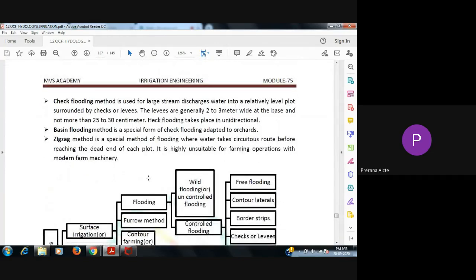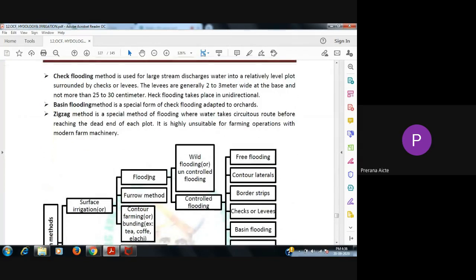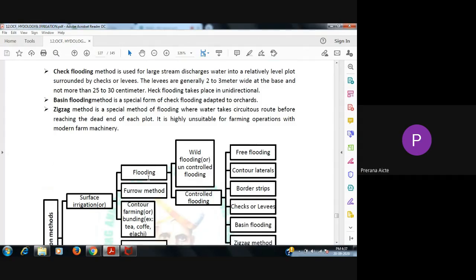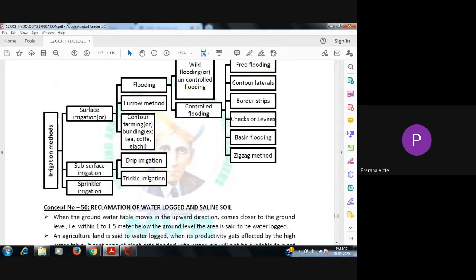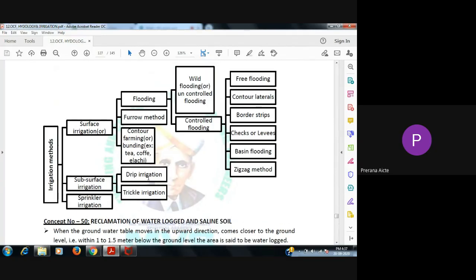See the check flooding like this. Check flooding, basin flooding and zigzag method. These are the various methods. If you see the diagram, it is very easy to remember. Just draw and remember the diagram. One question is asked from this diagram only. Definitely.